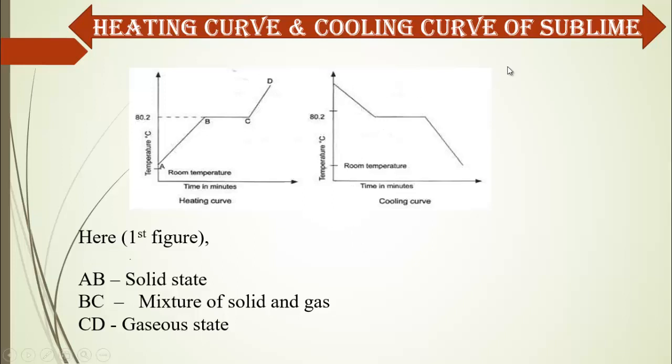And this is the cooling curve. If the sublime is present in gaseous state, then at first this state is only gaseous, this is the mixture of solid and gas, and this state is only for solid substance, solid sublimes. So these are the curves. In the previous heating curve and cooling curve, we have seen there are three physical states, so there are three steps, and here two steps, one step, two steps. In this way you have to draw heating curve and cooling curve perfectly for the sublimes.